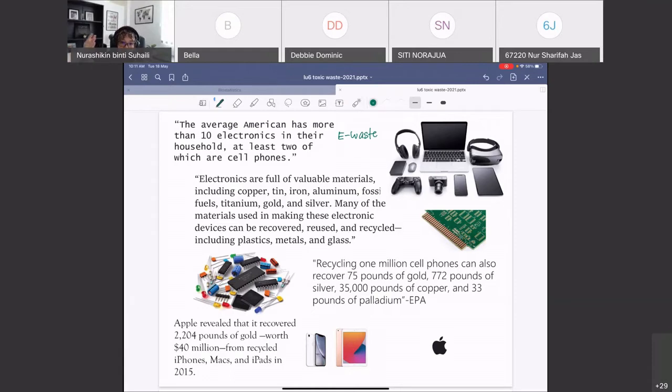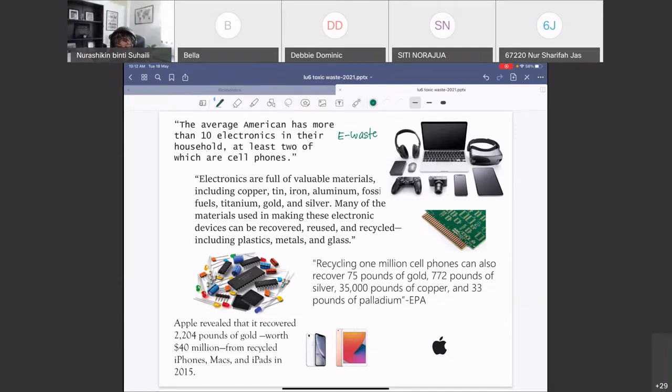I mean, there are things that can actually be recycled from those items. For example, all these valuable materials like copper, tin, iron, aluminium, fossil fuels, titanium, gold, and silver. Those things can actually be obtained from the electronic items, and they can be reused, recycled to make new items, new materials. So the ideal way of tackling e-waste is actually to recover, reuse, and recycle the electronic waste.